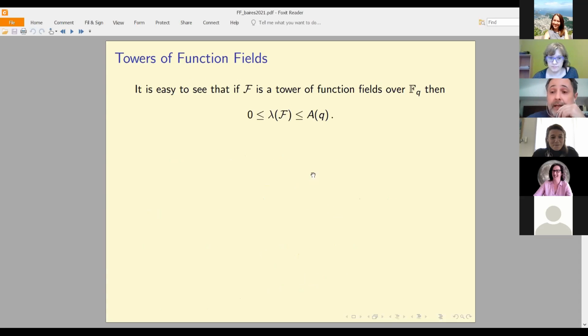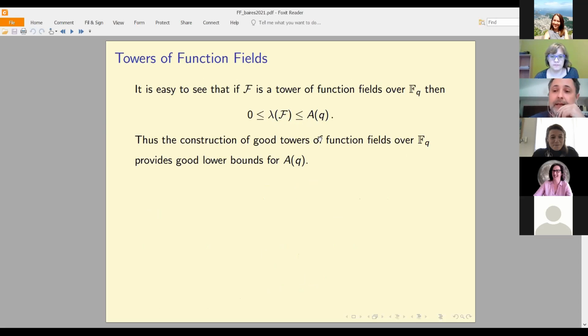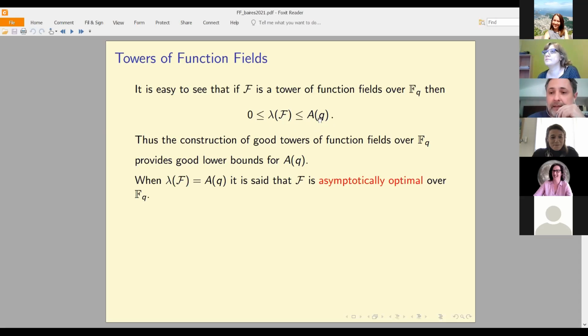But if you take a tower, you always have this inequality. So if you had good towers with positive limit, you get good lower bounds for the Ihara constant. So this is another reason to study towers, to build new lower bounds for the Ihara constant. When the limit of the tower is exactly the Ihara constant, you say that the tower is optimal.